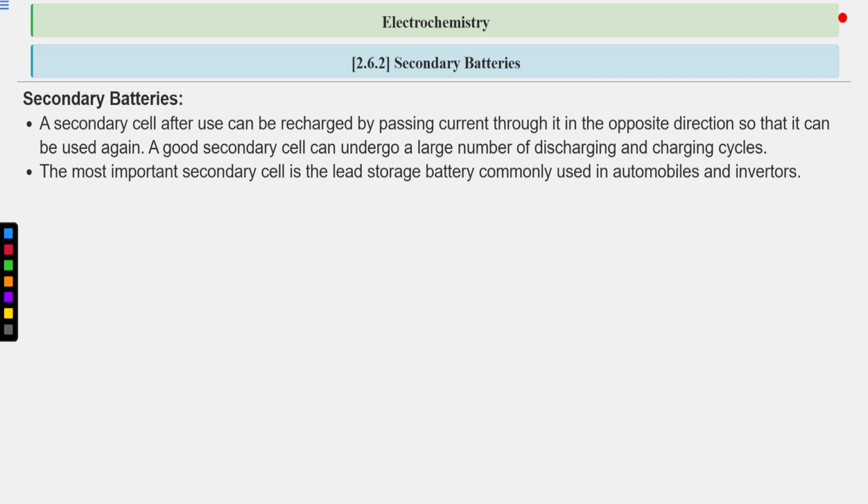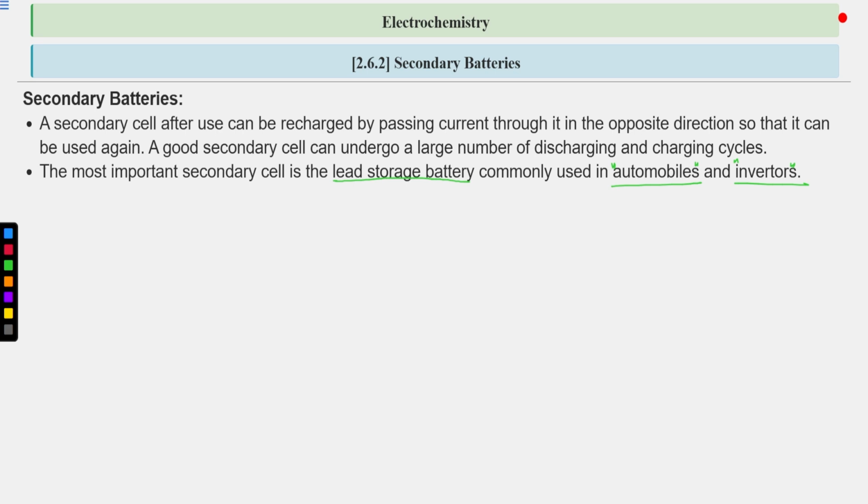The most important secondary cell is the lead storage battery, which is commonly used in automobiles and inverters. So the most widely used secondary battery is the lead storage battery, which we use in automobiles, in our daily life, and in inverters. If you remember, an inverter has a battery inside it which gets discharged after being used for some time, and then you have to charge it again, and then you can reuse it.